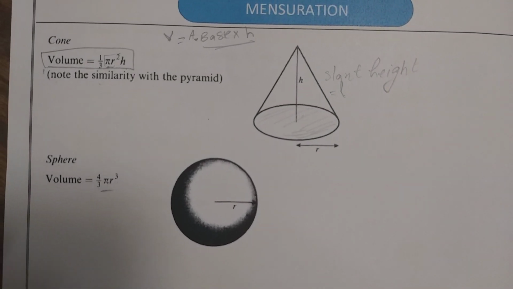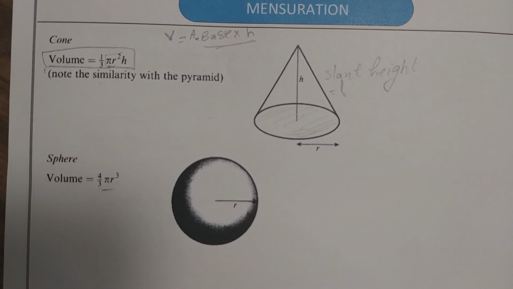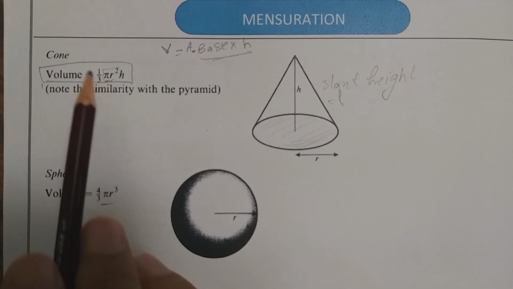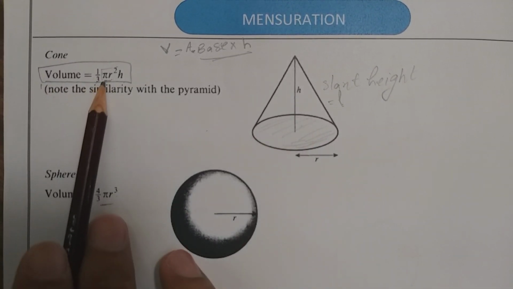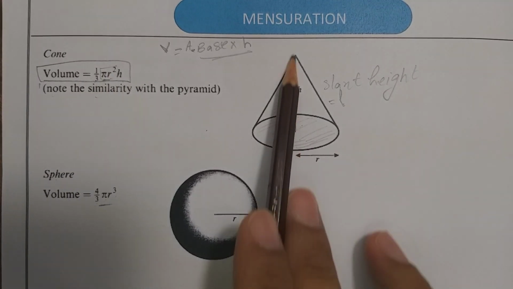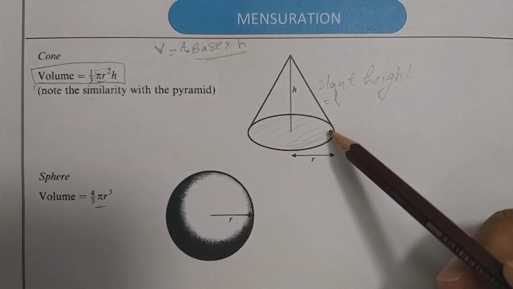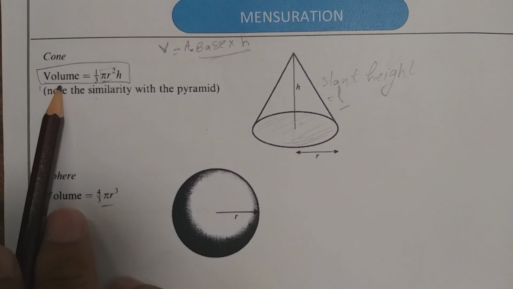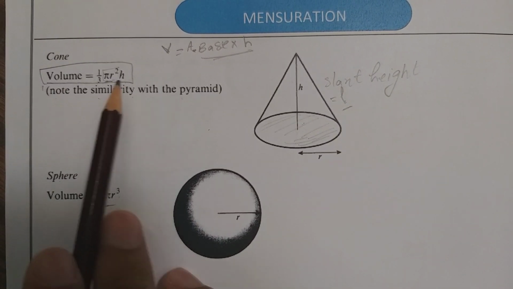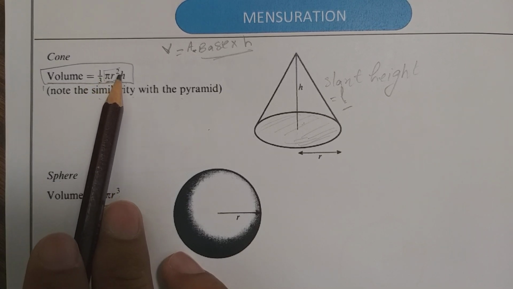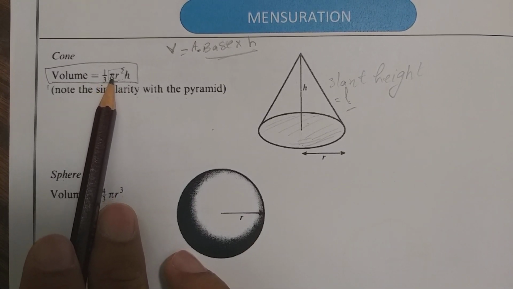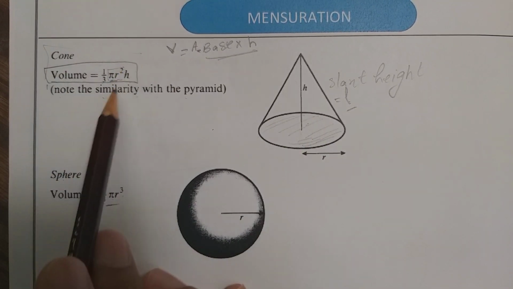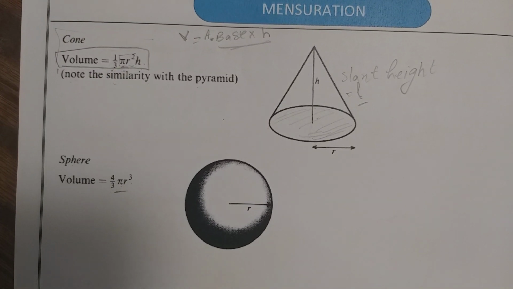Next we will see the cone. Here we are given a cone, the volume of the cone. This is the formula for the volume of the cone: 1/3 pi r squared times the height of the cone, because the area of the base is circular, so it's pi r squared. This is the slant height, which we represent by L. So this is called the slant height. Note the similarity with the pyramid: there is 1/3 of base area times the height. Here also we have 1/3 of the circular base area, pi r squared, times h. So remember the formula for the volume of the cone, which is 1/3 pi r squared times the height.